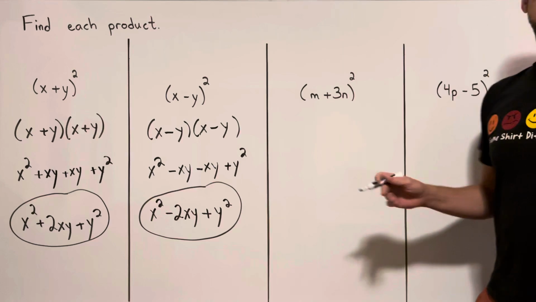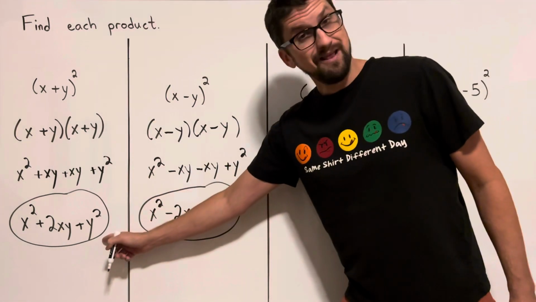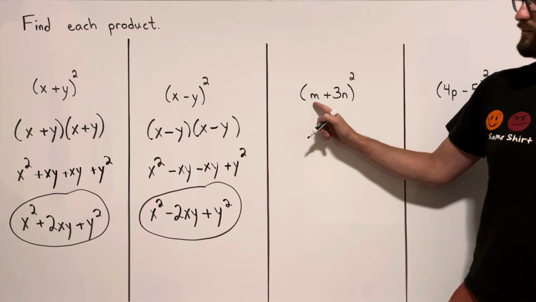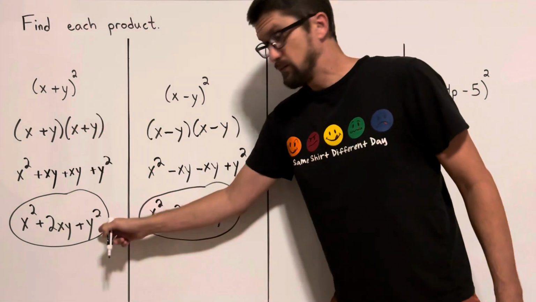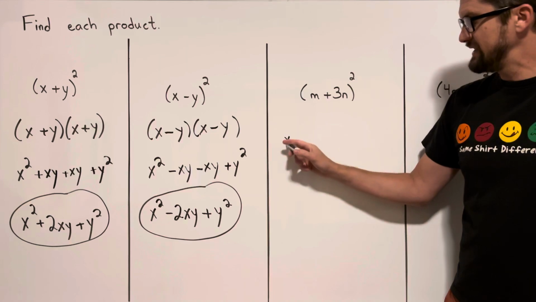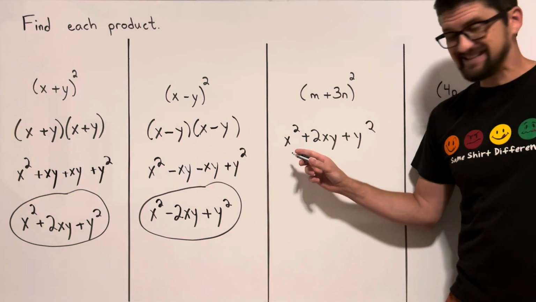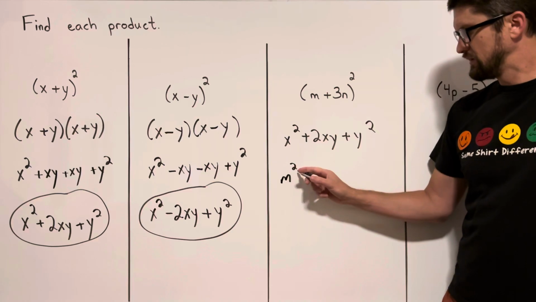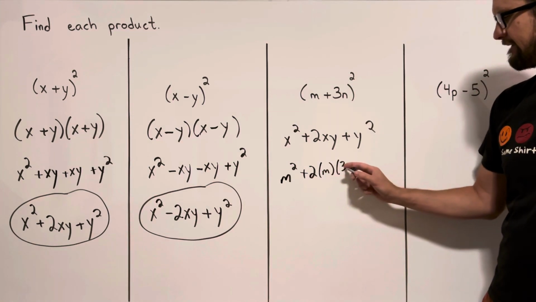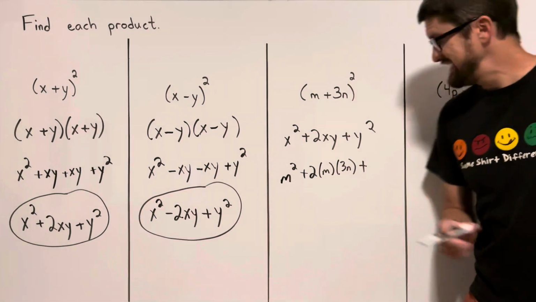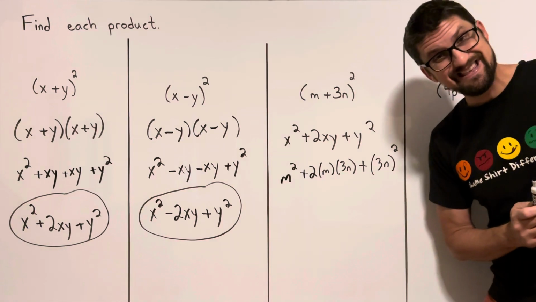All right, this third one, now there's two options for you. You could write it twice and FOIL it, or you could apply the formula here for it. The M matches up with X, and the 3N matches up with Y. So if we apply the formula here, the M is X, and you have plus 2 times the two terms, M times 3N. And then the Y is 3N, so this is going to be 3N squared. I'm going to put it in parentheses because you're squaring both the 3 and the N there.